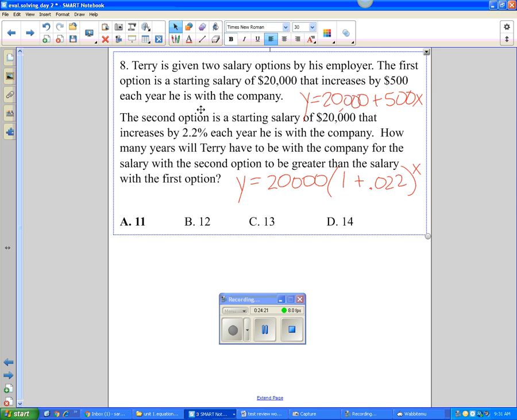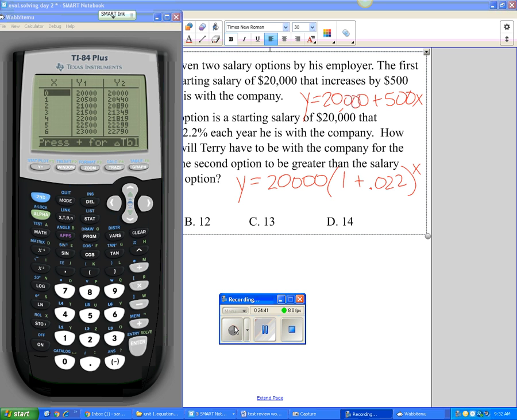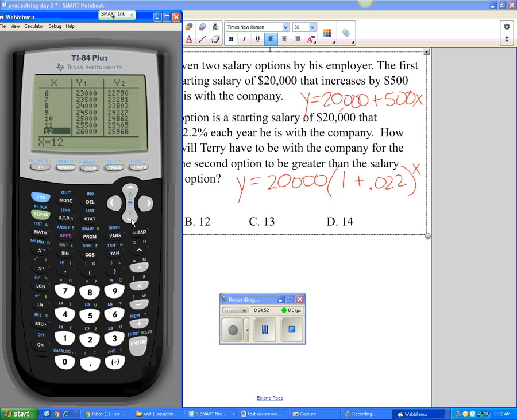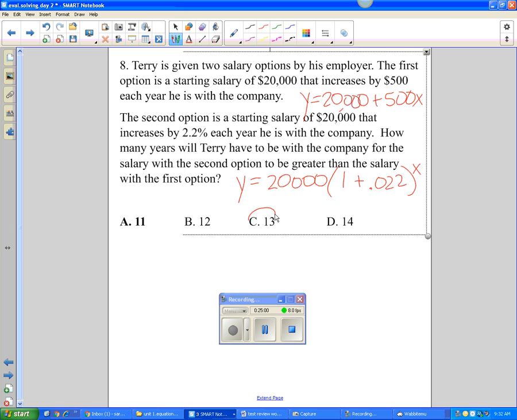Well, look, this one's called salary too. So how are they making a difference between these two? What word are they using for each one? What kind of option? What are they calling this one? What is the difference between these two? Later. Which one is the second option? Y2. And which one do we want to be bigger? Y2. So I'm going to scroll down until Y2 is bigger. And how many years does it take? 13. Okay. Just see.